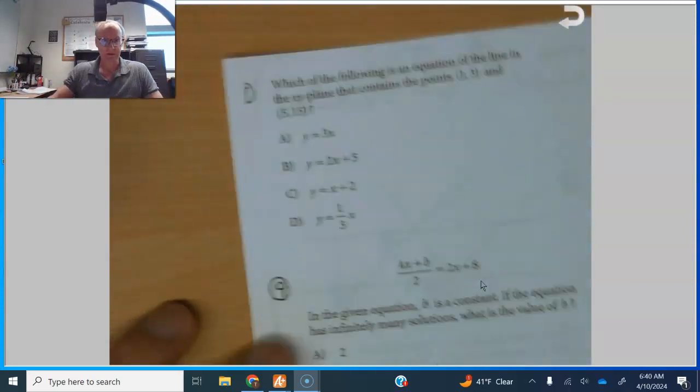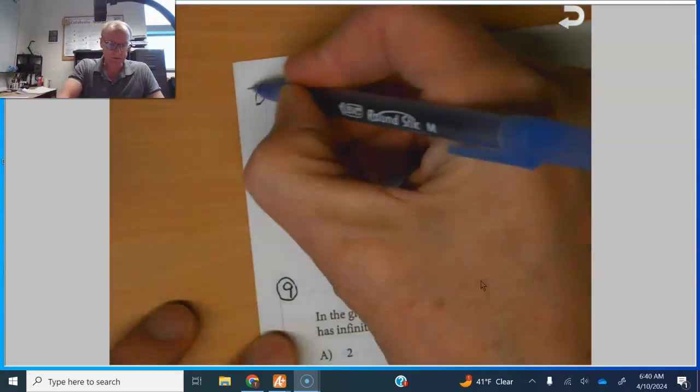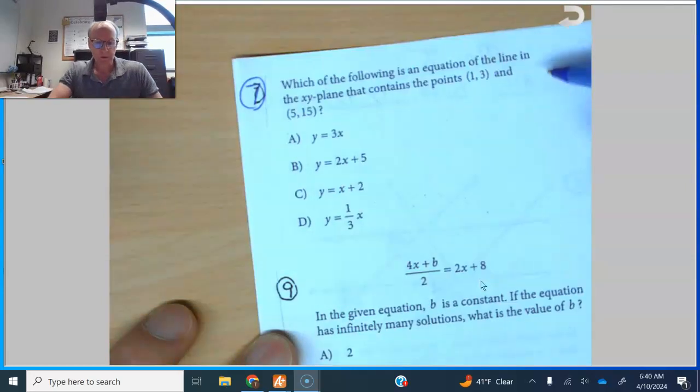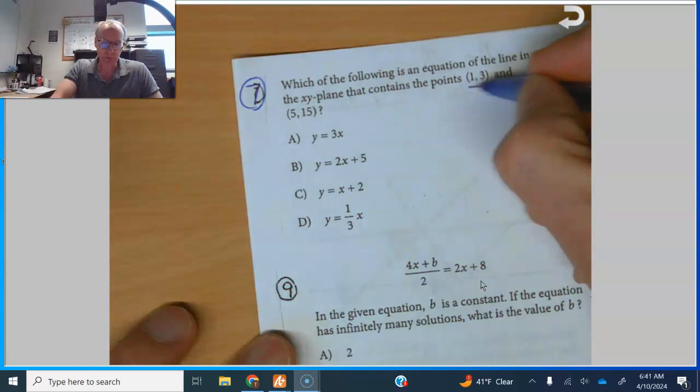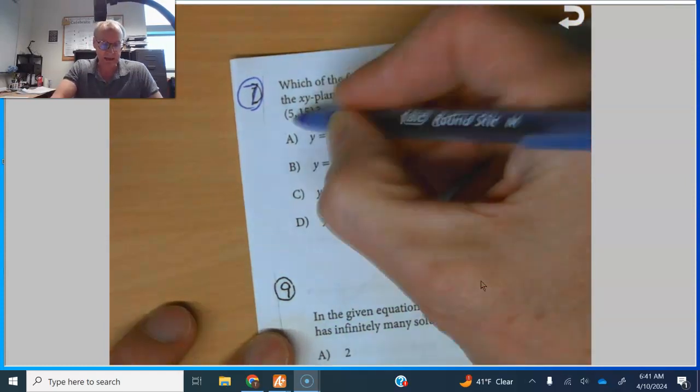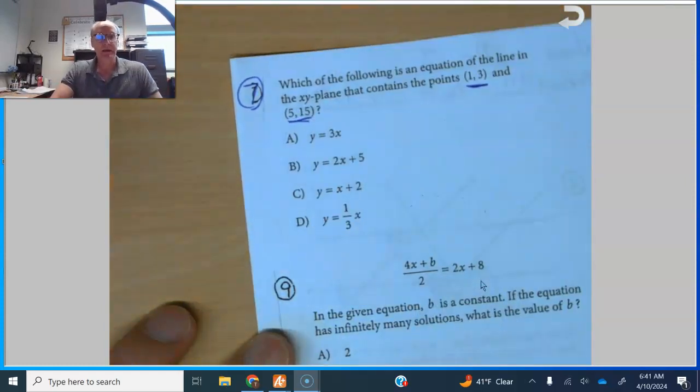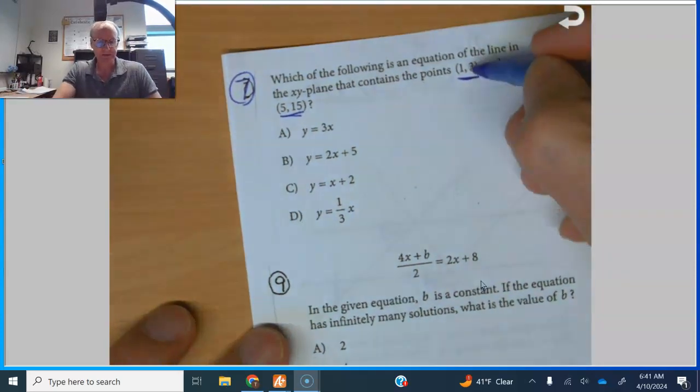This is number 7. I know it got a little cut off, but obviously this is 7. Which of the following is an equation of the line in the xy plane that contains the points (1, 3) and (5, 15)? Well, it has to be true for both. And all you have to do is put in the x and the y.